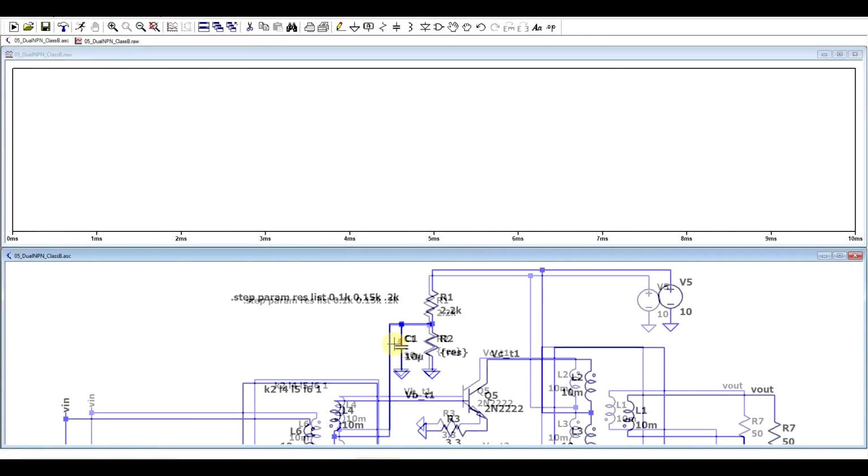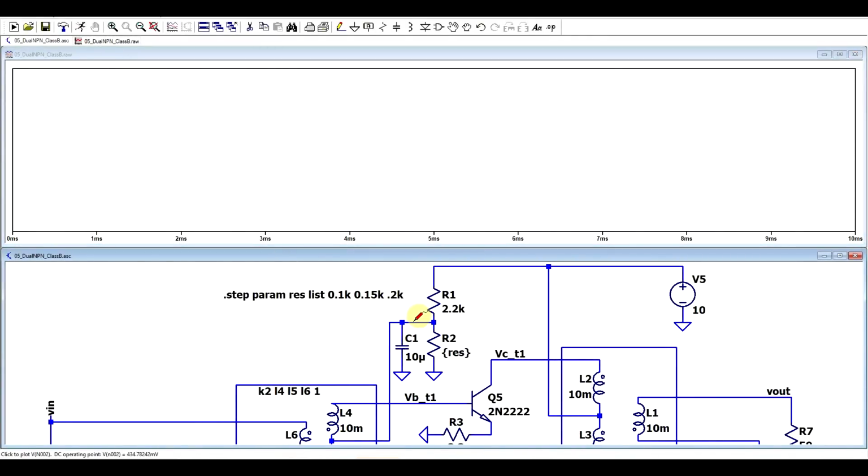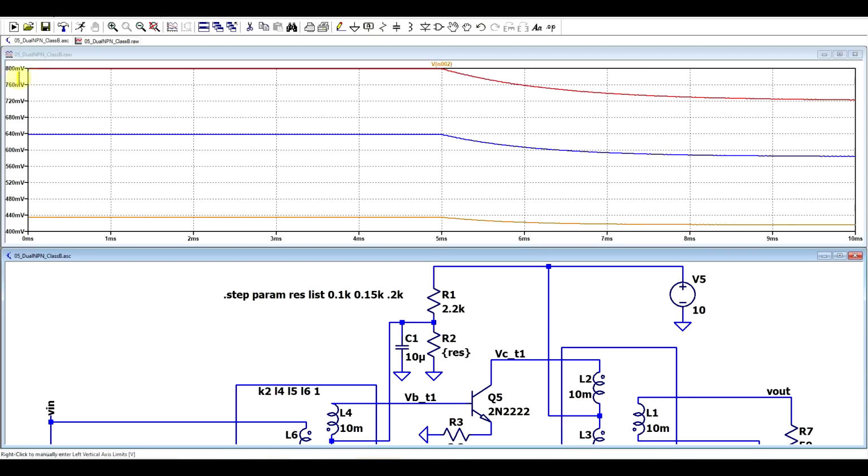Now if we run this, the reason why I did this can be observed in the voltage present in the resistor divider. So on the one side we have 400 millivolts, so with 0.1 kilo ohms. This is well below the voltage needed to drive the transistor. Then the second one is about 600 something millivolts, so just on the threshold to start conduction. And the third signal, 800 millivolts, definitely enough to start the transistor conducting.